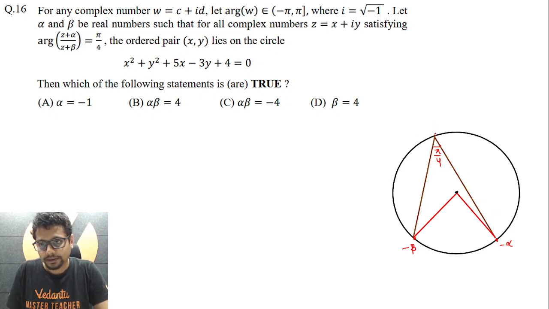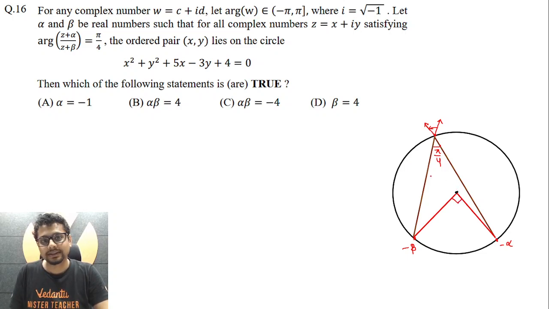Why? Because, let's say this point is z, so z plus beta will be essentially in this direction, if we think in terms of vectors, and z plus alpha would be along this vector. So here, argument of z plus alpha is pi by 4 more than argument of z plus beta. So this angle is pi by 4. Now if a chord subtends a 45-degree angle at the periphery, at the center it subtends a 90-degree angle.